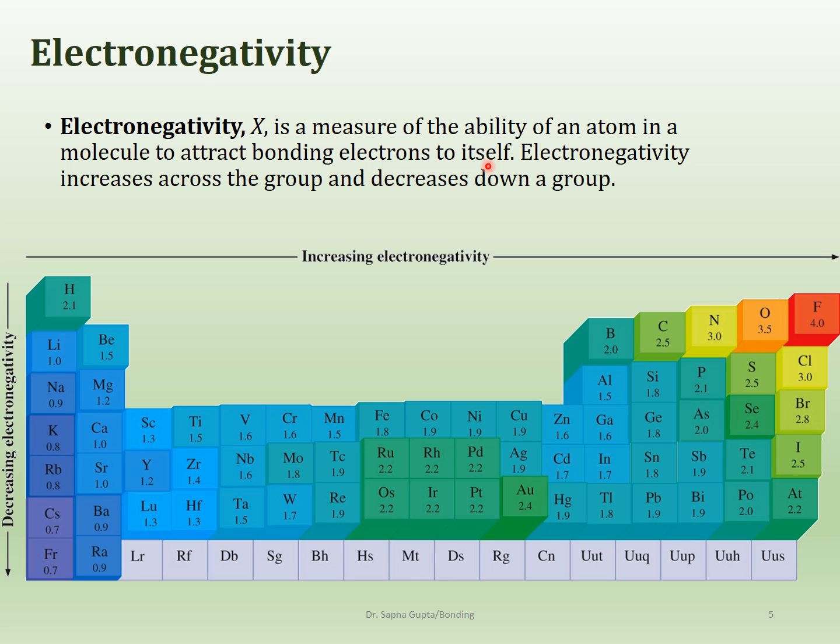The nice thing is there is a trend. The trend is that electronegativity increases as you go towards the right-hand side, and as you go down, the electronegativity decreases. So these are the two trends: increases to the right, decreases to the bottom, as you go down the periodic table.